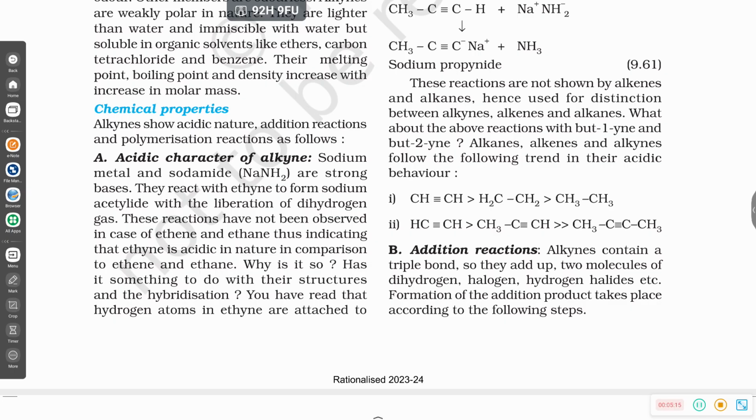Understood this one first. Next, we will study addition reactions. Addition reactions are with hydrogen, with halogen, with hydrogen halide, and with water. These four things we will study. In all of these, the compound contains a triple bond. So they add up two molecules of dihydrogen, halogen, hydrogen halide, and water. Formation of the addition product takes place according to the following steps.